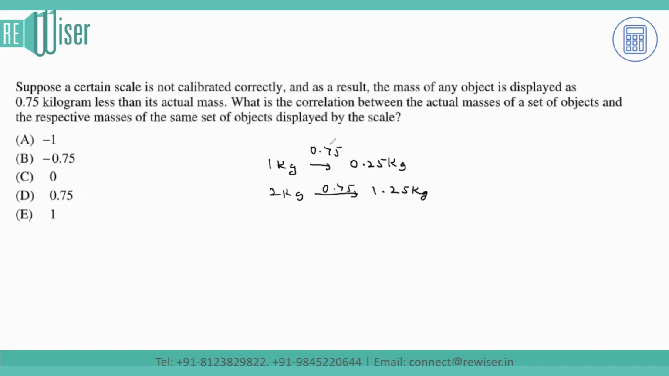So as you can see, the deviation from the actual mass is the same in all the cases, which is 0.75. So the correlation in this case should be a perfect correlation of 1. So the answer to this particular question is option E, 1, because the deviation is the same in all the cases from the actual mass to the displayed mass of the given objects.